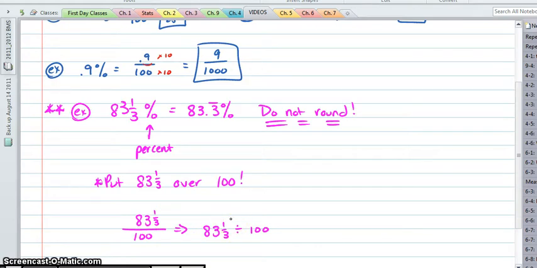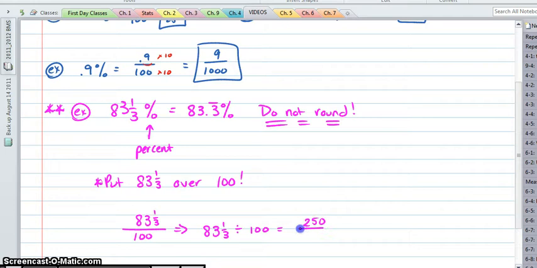First, let's change 83 1/3 into an improper fraction. So you will need to do 83 times 3 plus 1. Go ahead and do that calculation. Think in your head, 80 times 3, and then 3 times 3, and then add them together. Okay, you're thinking? You should get 249, and then plus 1 gives us 250.